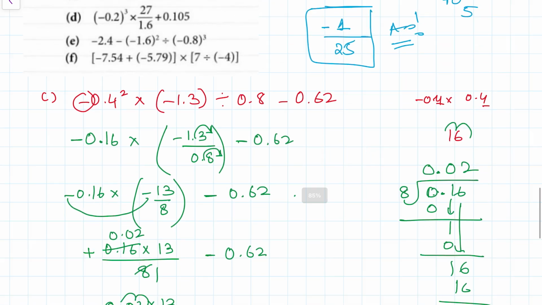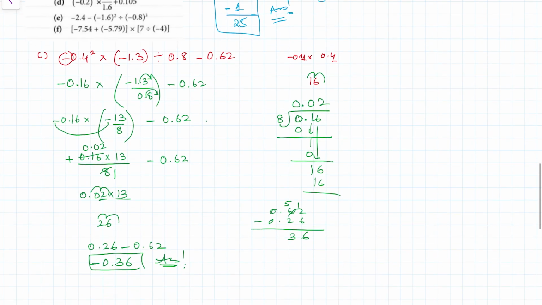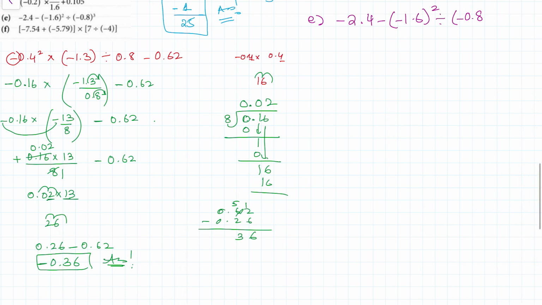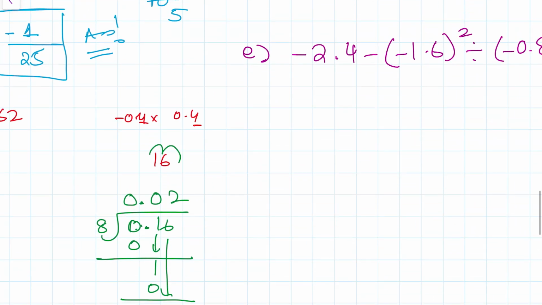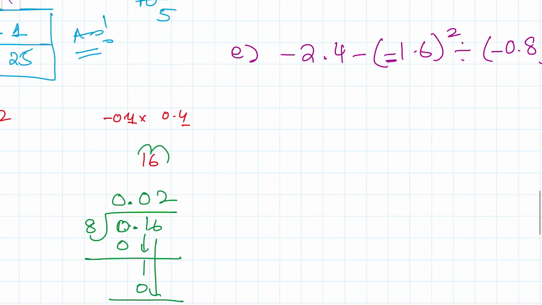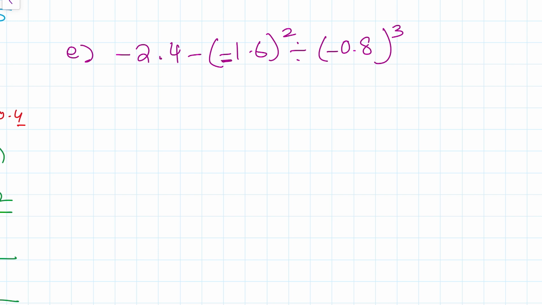Let's look at E part. E part says minus 2.4 minus 1.6 square divided by minus 0.8 and there's a cube on it. Now see, this minus is inside the bracket and there's a square on it. In the previous part, the minus was outside and there was no bracket on it. So this means a minus 1.6 into minus 1.6.